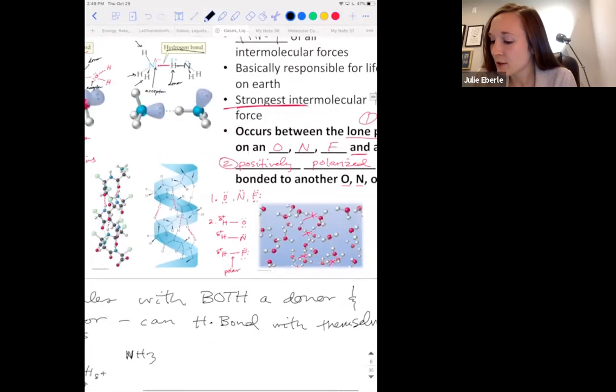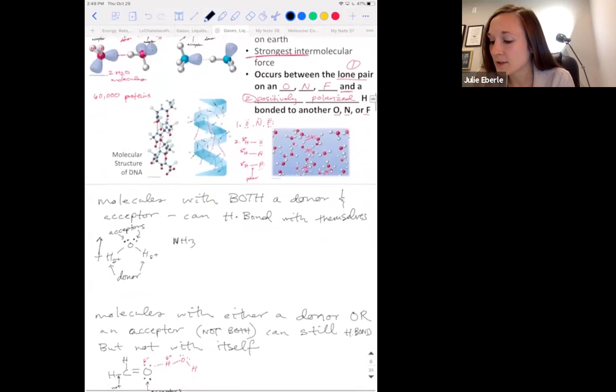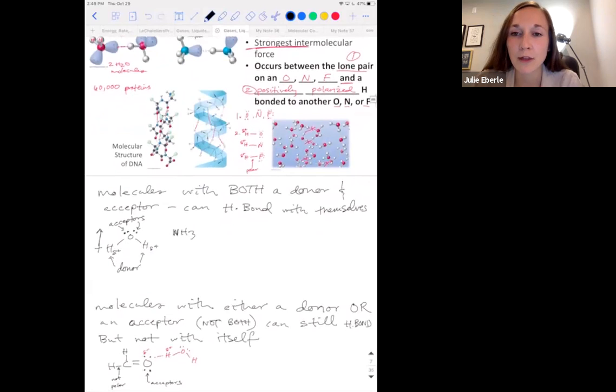Now, I want to review the slide we wrote out for just a second, because we said even if you have just one or the other of those requirements, you can still hydrogen bond, just not with yourself. So let's remember this first thing up here. Molecules that have both a donor and an acceptor. So hold on, which one do we call a donor? Which one do we call an acceptor? The positively polarized hydrogens we call donors. The lone pairs on an oxygen, nitrogen, fluorine we call acceptors.